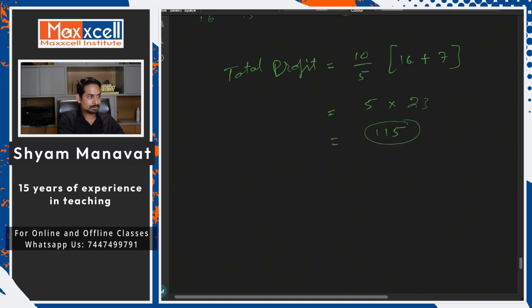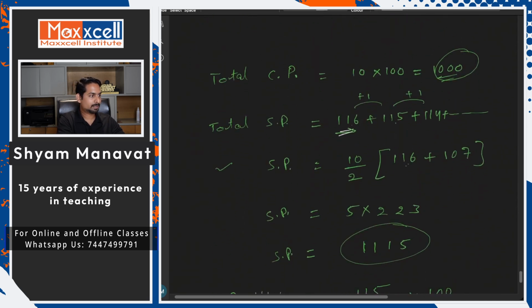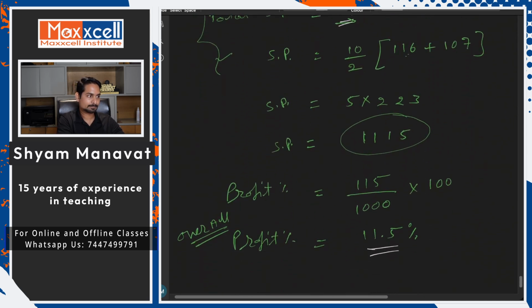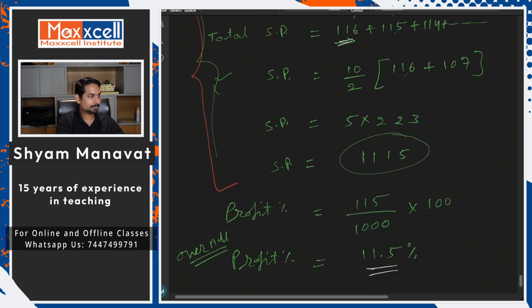So we can also say here the total profit is this, and the total cost price we know. So the overall profit percentage is 115 by total cost price into 100. This is also going to get you the same calculation, 11.5%. So we can avoid even doing the selling price calculation. Let me mark in red: this calculation we can avoid. We can directly jump to this part.